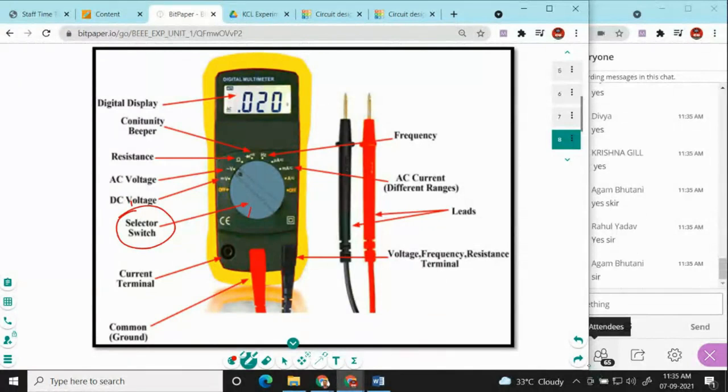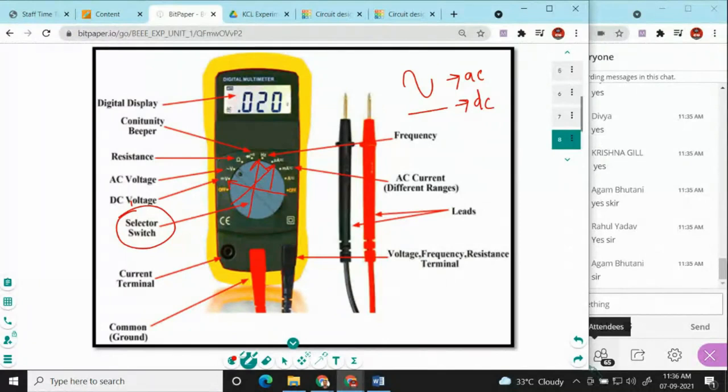If you move this switch toward this point, you have to calculate the frequency. If you move this knob toward this side, you have to calculate the voltage. If you move this switch toward this point, you have to measure the current. If you represent this symbol, that means AC current. If it is represented toward this dash line, that means DC current. So there are two currents, AC current and DC current.